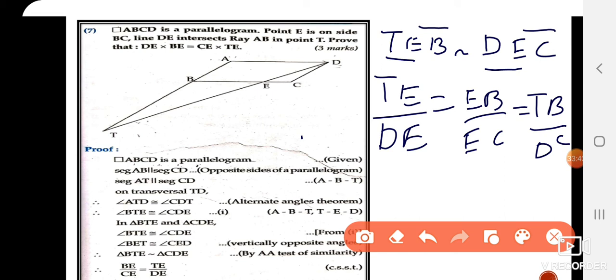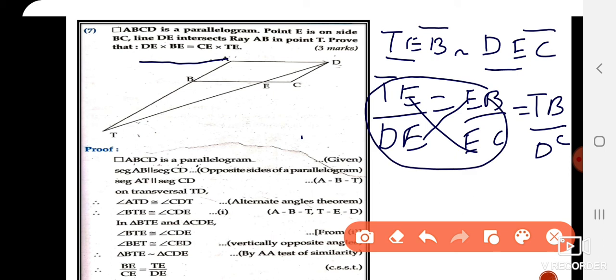Then look at the question. What is it that you want? You want DE into BE, that is this part, and CE into TE. So you select these two, write these two again down in the next step, cross multiply and get the answer. Whenever you have these types of sums, once you prove that the triangles are similar, you write all the three proportional sides, and then you decide which two sides you need, and then you can either substitute or cross multiply and get the answer.